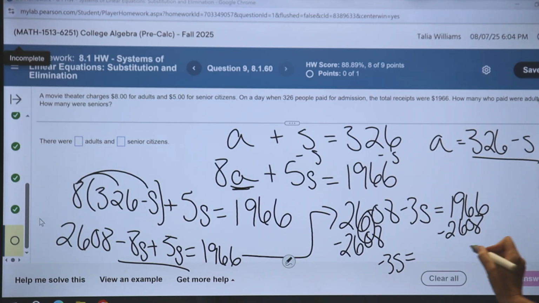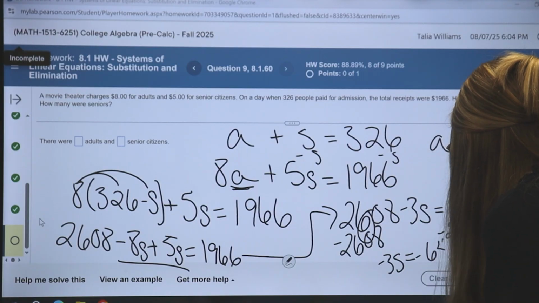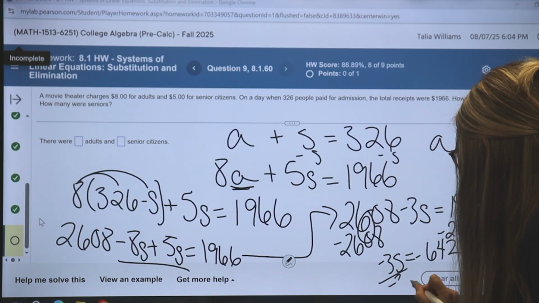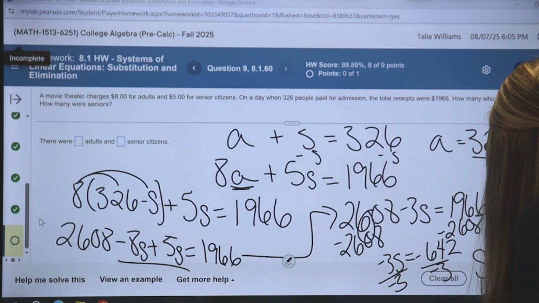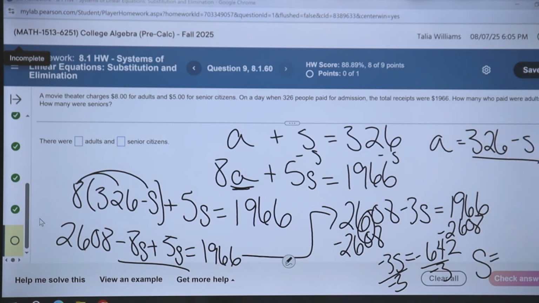It's going to be -642, and then we're going to divide it by -3 so that it's going to be positive. So sorry for how crazy this got on here. 214 seniors. So we have 214 seniors. Then we're going to take this. I keep just wanting to draw more lines, but I think that just makes it crazier.